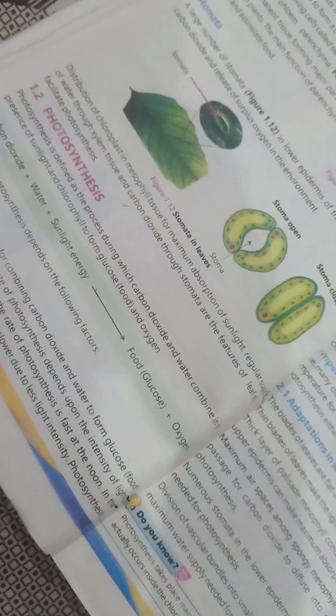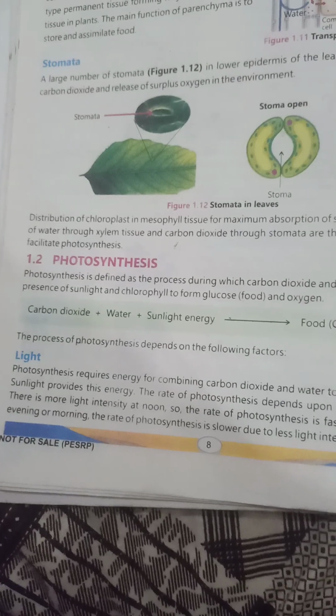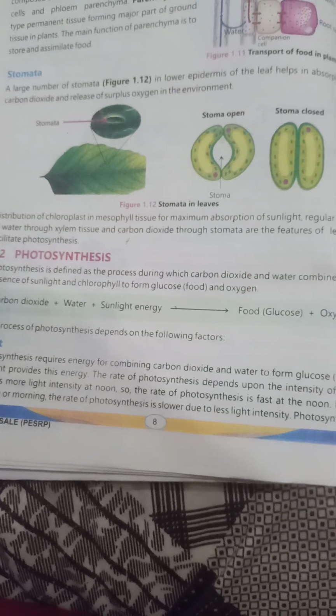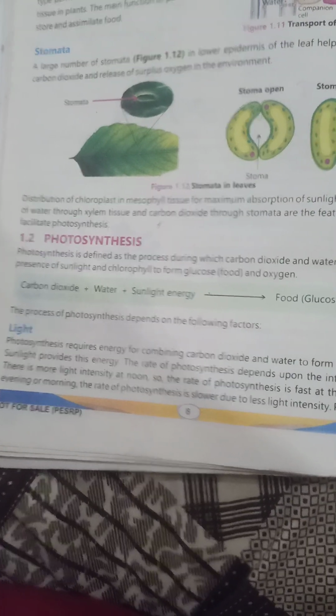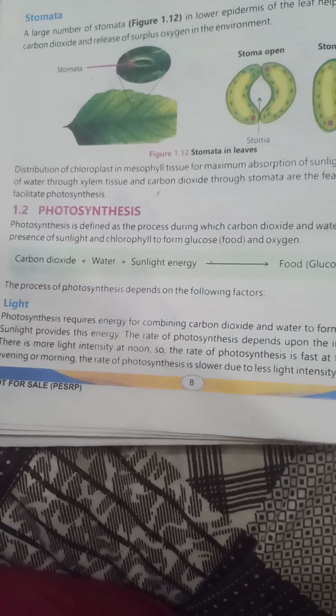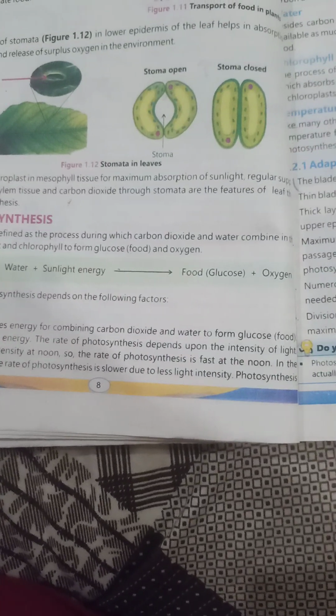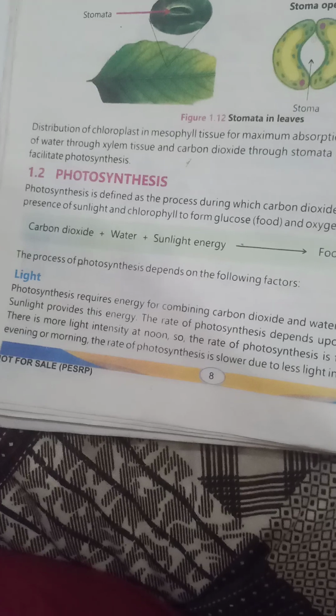Distribution of chloroplasts in mesophyll tissue for maximum absorption of sunlight, regular supply of water through xylem tissue and carbon dioxide through stomata are the features of the leaf and facilitate photosynthesis. Photosynthesis is defined as the process during which carbon dioxide and water combine in the presence of sunlight and chlorophyll to form glucose, food, and oxygen. Carbon dioxide plus water plus sunlight gives food, glucose plus oxygen.